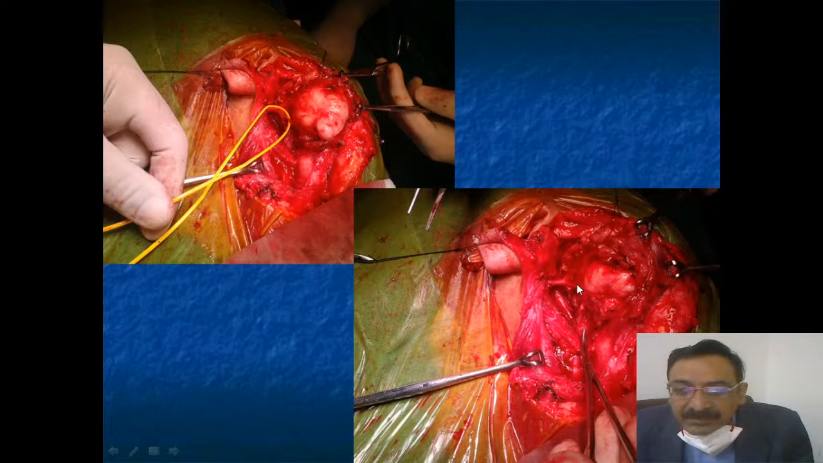You see the same here, the nerve branches going over the tumor. So this is a deep lobe tumor, and the nerve branches are going over the tumor. If you remove a deep lobe tumor, you can anticipate some morbidity in terms of a transient facial nerve paresis.